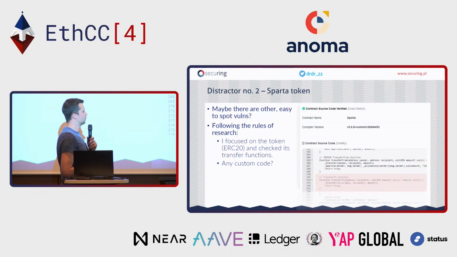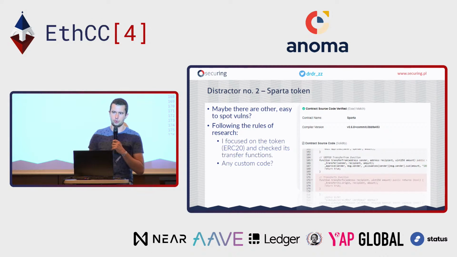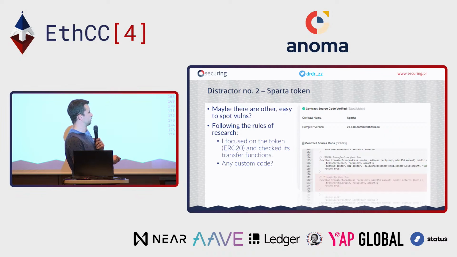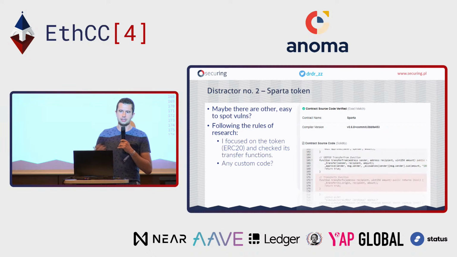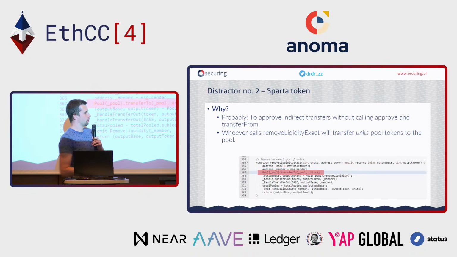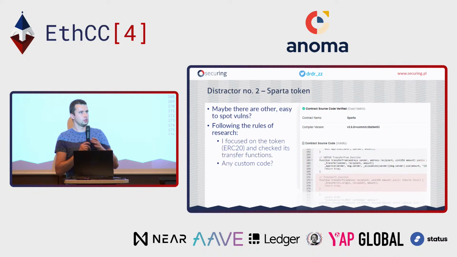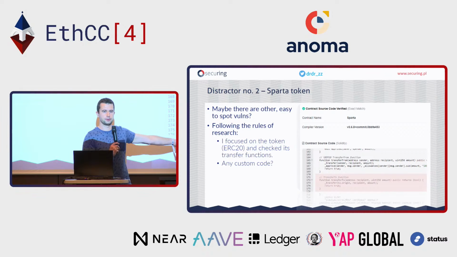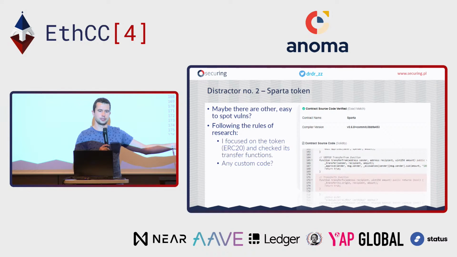Cool. Okay, so as you can see, it's not transfer, it's not the typical function. It's a transfer2 function. And what they use is tx.origin. And also this is public. So basically, if somebody calls your contract and you call this function, you can transfer all Sparta tokens on behalf of the sender, right? So you can steal their tokens.